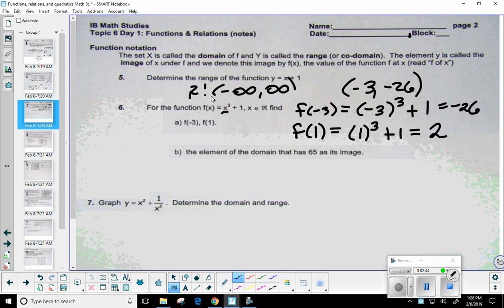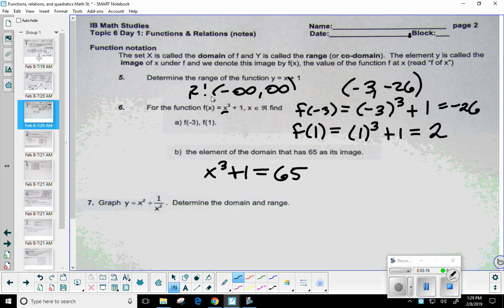All right. And then number 6b, the element of the domain that has 65 as its image. So what it's saying here, it's another way of saying that 65 is the output. 65 is the y value. So if I were to go ahead and set this equal to the function. Okay, so this time we're kind of reversing the process. We know what we're going to get out of it, but what x would I plug in to get that 65? Okay, there you go.